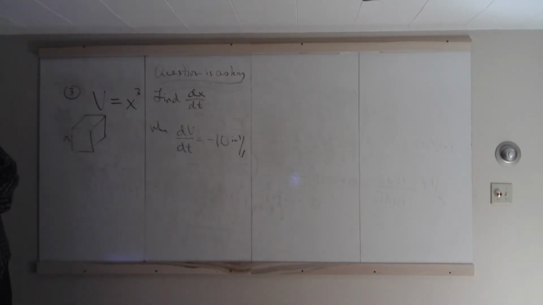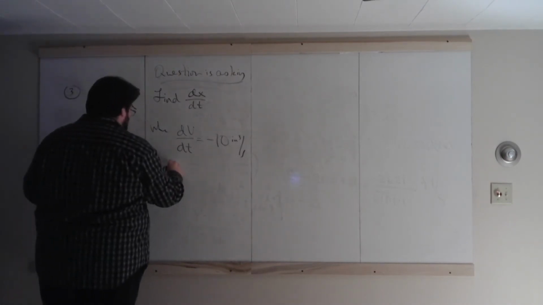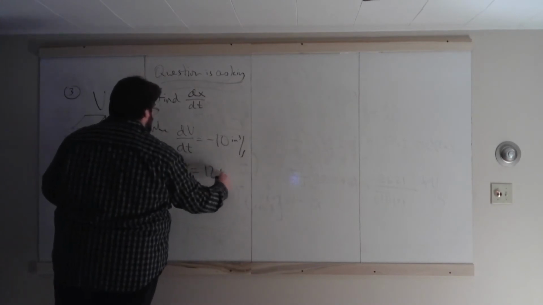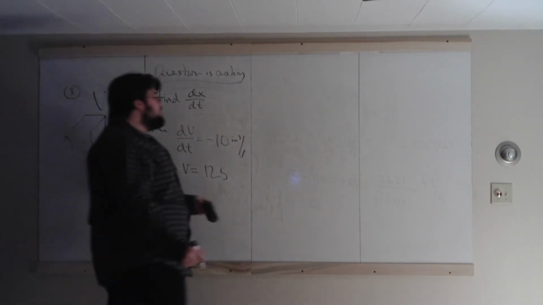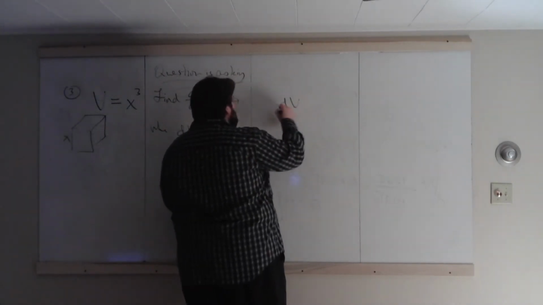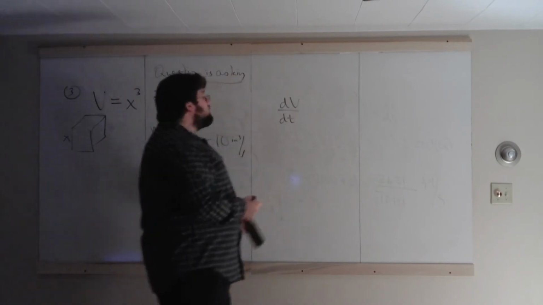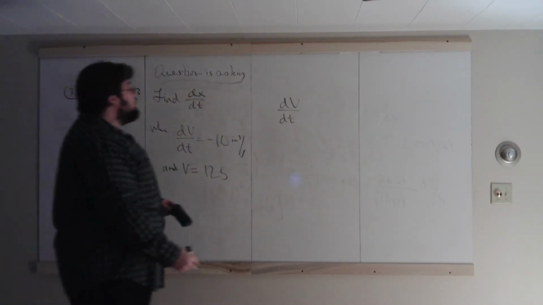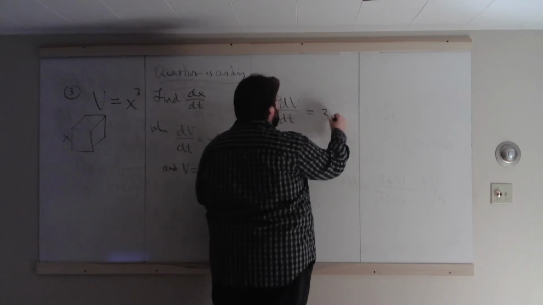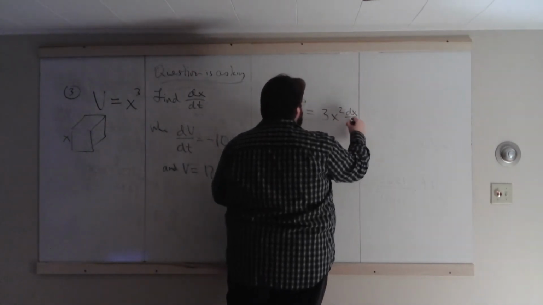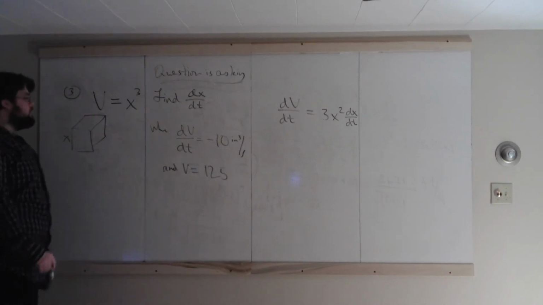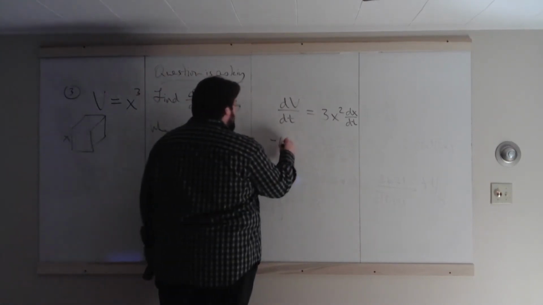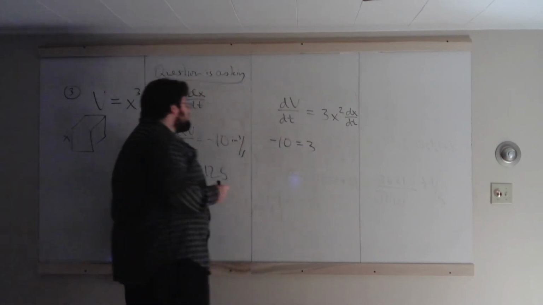When dV/dt is negative 10 and the volume is 125. Well, okay. So let's differentiate this function with respect to time. On the one side you get 1, volume's a function of time, so you get 1 dV/dt equals 3x squared dx/dt, because x, the side length, is also changing as time is changing. Well, now we just have to substitute and solve. dV/dt, negative 10, equals 3x squared.